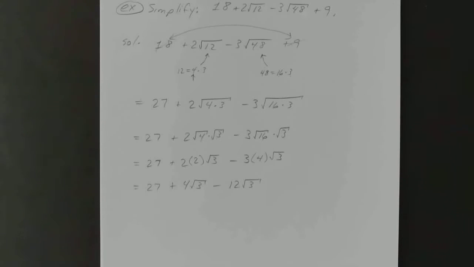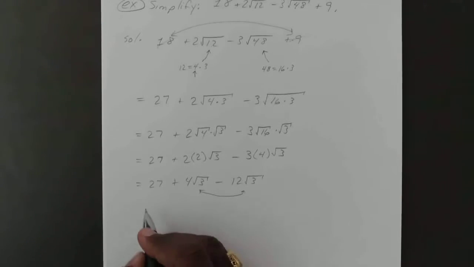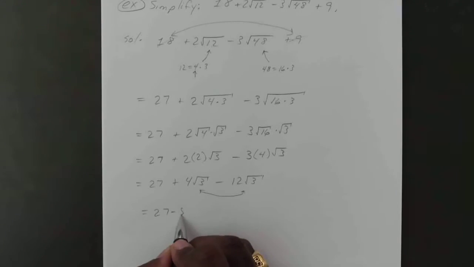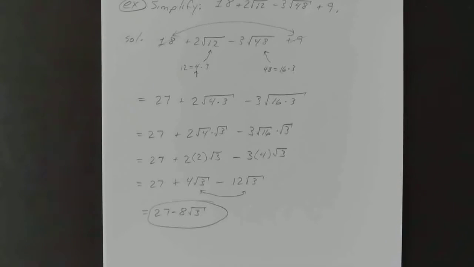Okay, now we can't combine all of them, but we can combine these two. So that gives us 27 minus 8 square root of 3. Okay, so sometimes you can combine all, sometimes you can combine two, sometimes you can't combine any. So it kind of varies per problem. All right. Any questions on this one? All right. Leave that up for a few seconds.